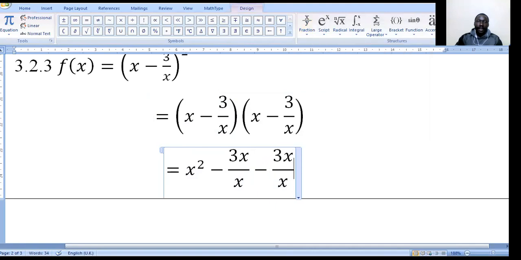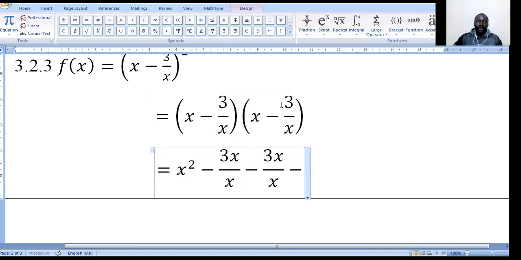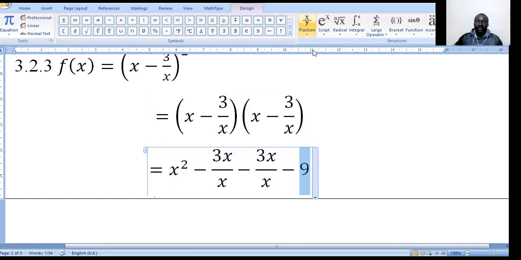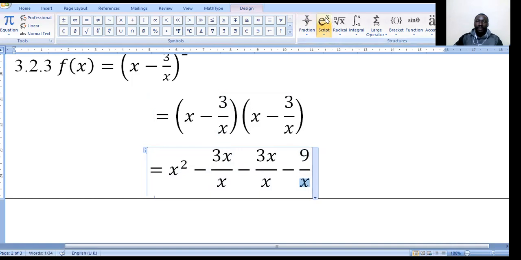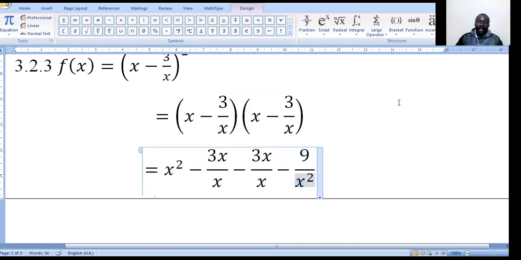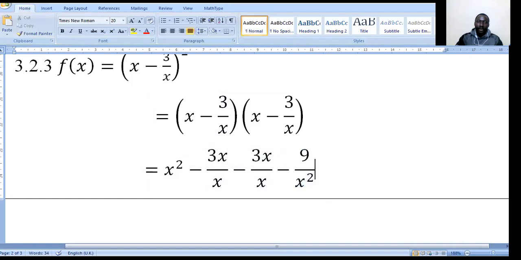All right, now the next thing here is to multiply 3 over x times 3 over x. That is going to be 3 over x times 3 over x, meaning 3 times 3, 9, x times x, x squared. And that is going to give us 9 divided by x squared. That's what we have. 9 divided by x squared. Like that.